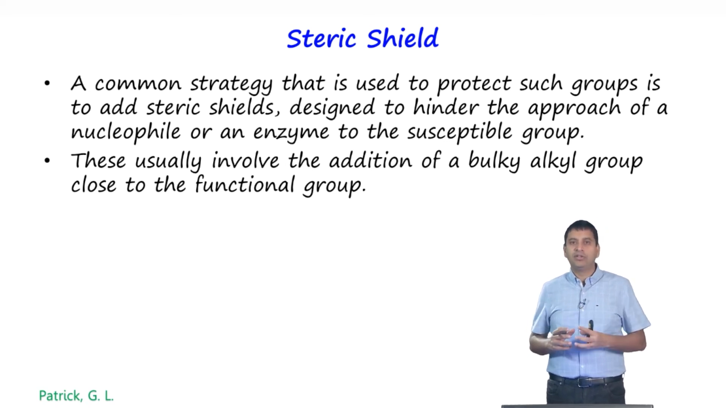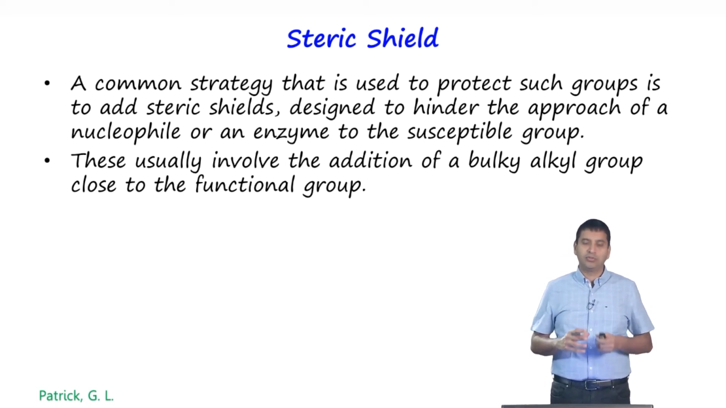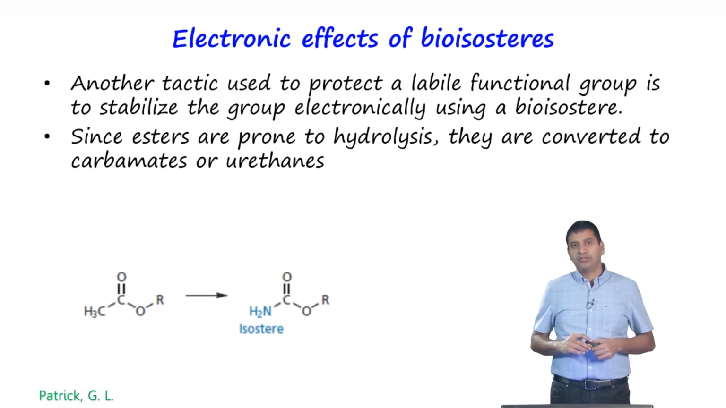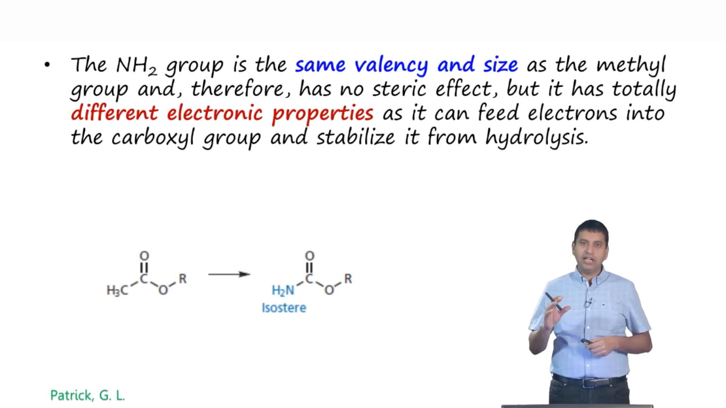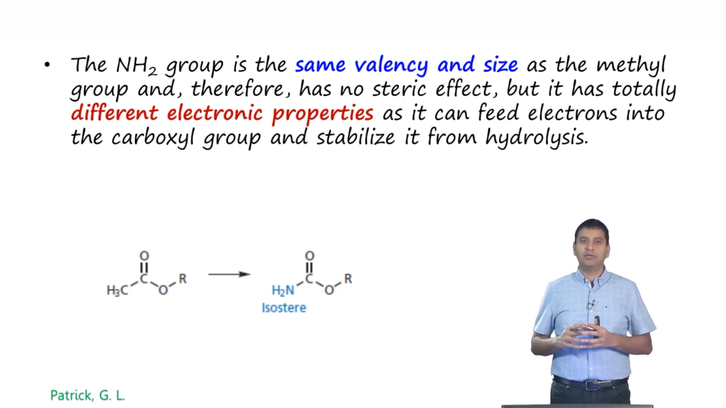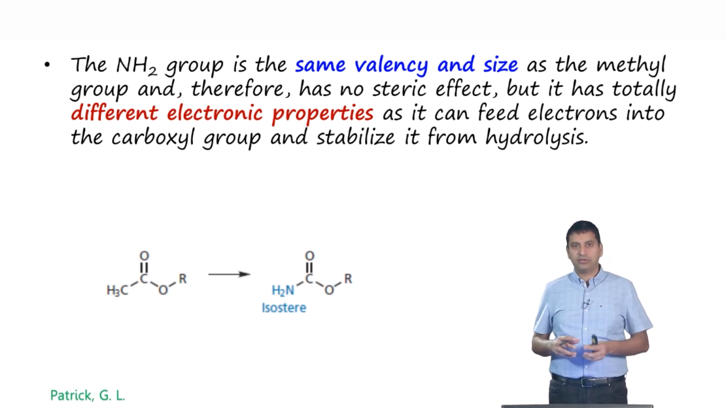These usually involve the addition of a bulky alkyl group close to the functional group, like we have added this tertiary butyl group next to the amide. The other way in which we can do this is to exploit the electronic effects of bioisosteres. So, for example, esters are prone to hydrolysis and they are converted to carbamates or urethanes. Here we have replaced the methyl group with an NH2, which is an isostere. The NH2 has the same valency and size, but it has no steric effect and it has very different electronic properties, and therefore, since it is an electron donating group, it stabilizes the group from hydrolysis.